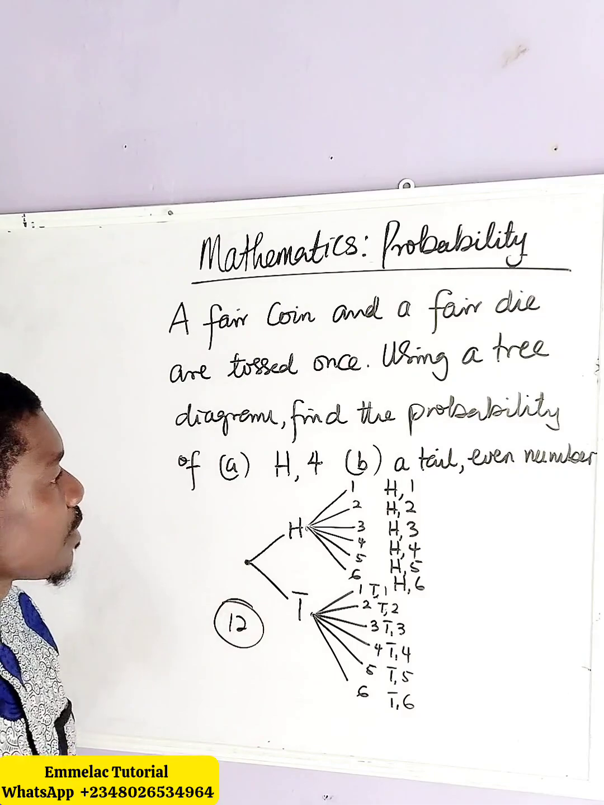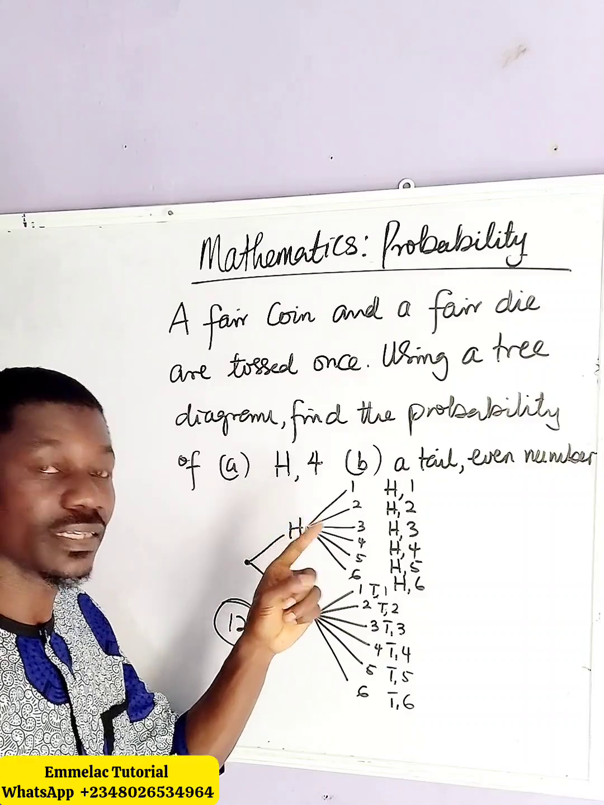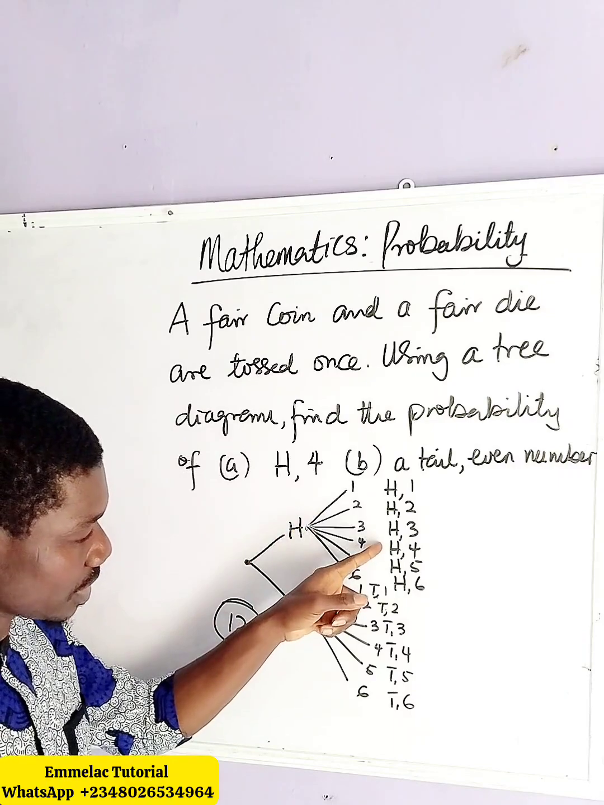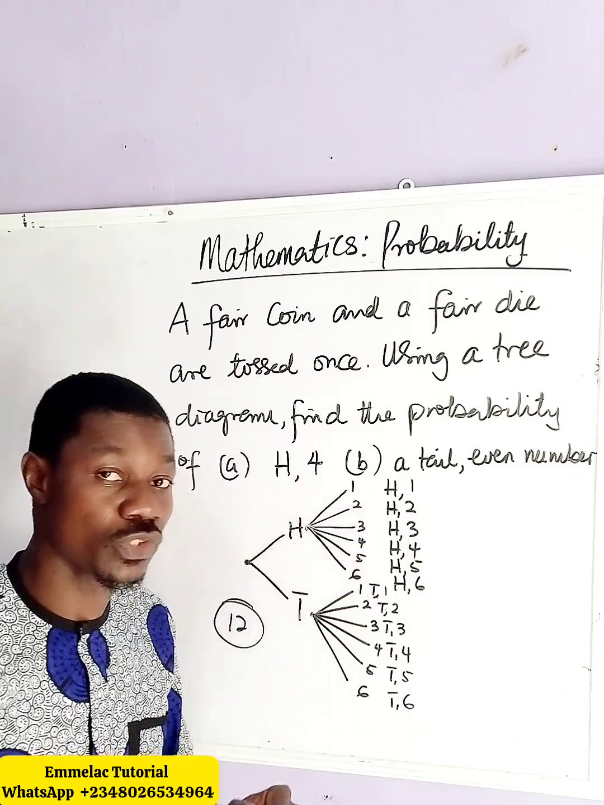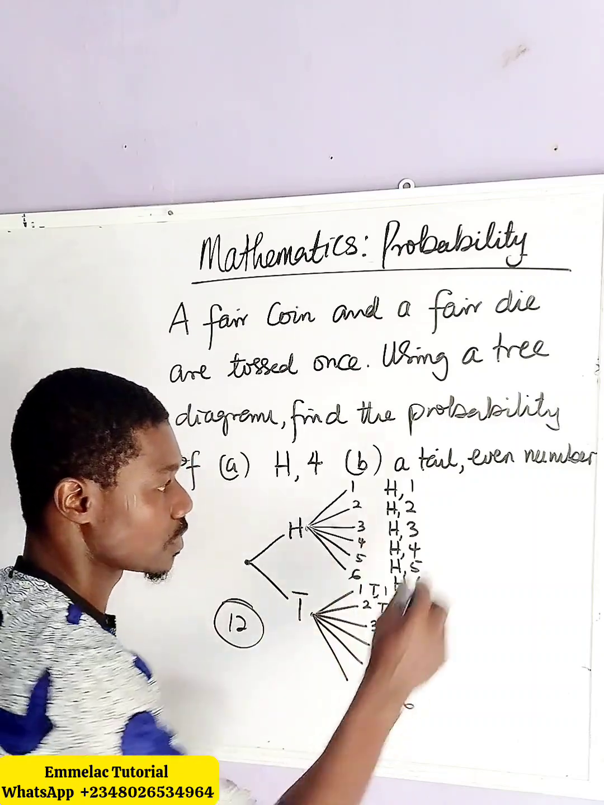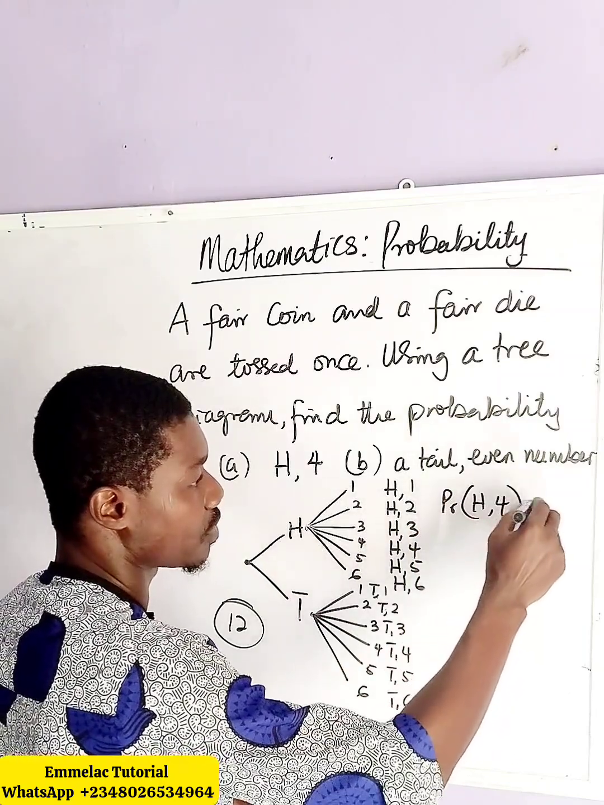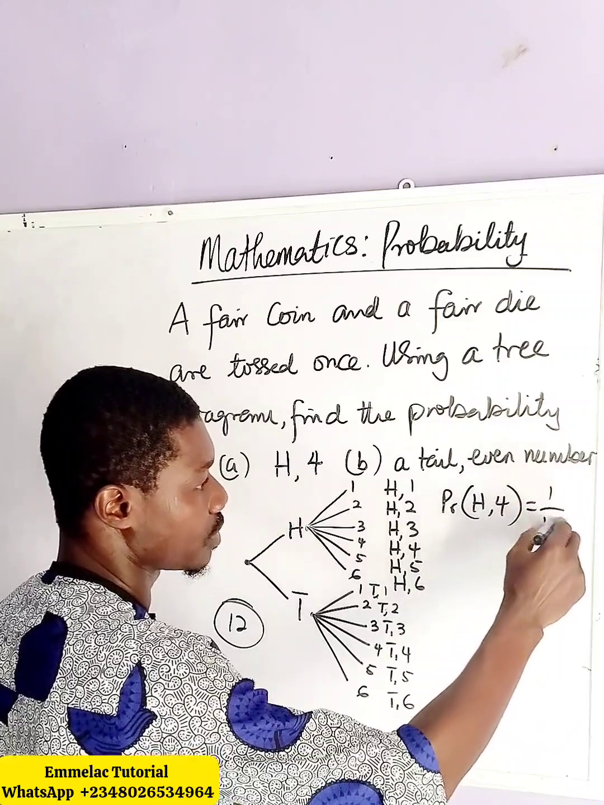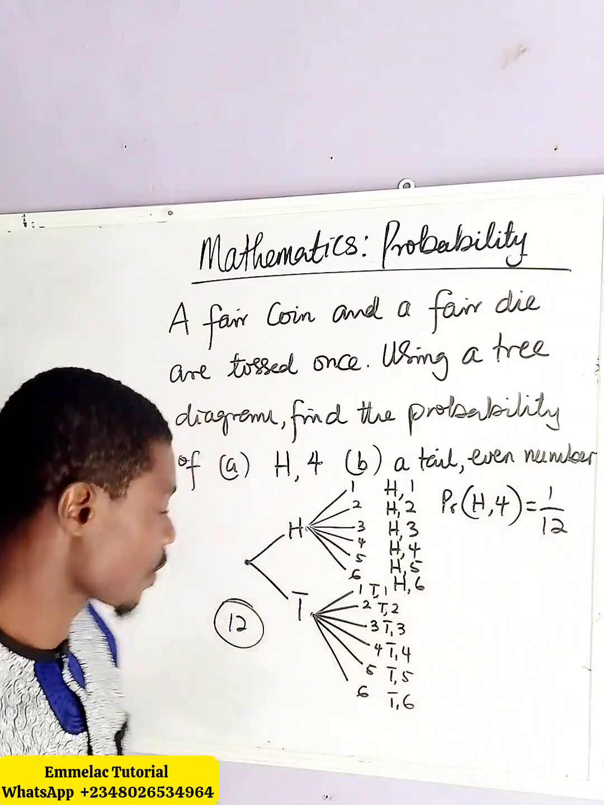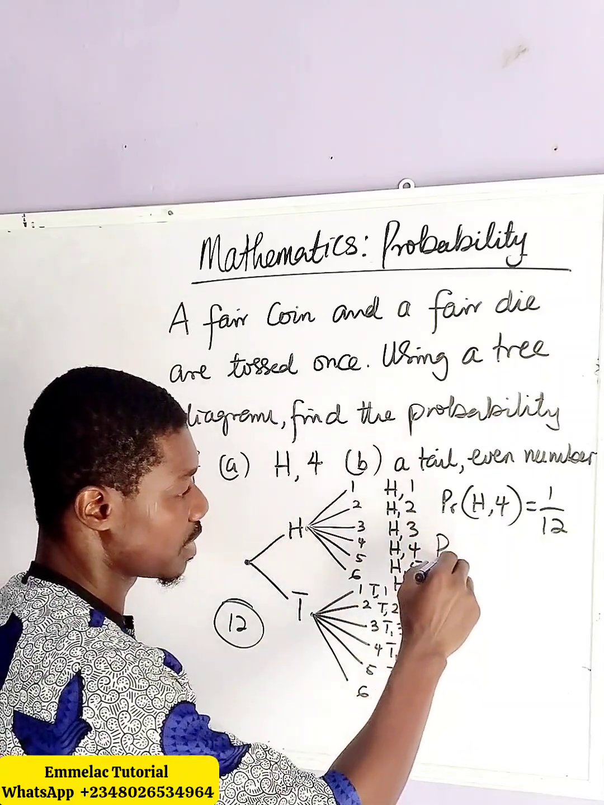Now the probability of getting a head and a 4. Here you have it. Is there another head and a 4? No. So the successful outcome of head and a 4 is what? 1. So probability of head and 4 will give us 1 over 12. The successful outcome is 1 and the total outcome is 12.